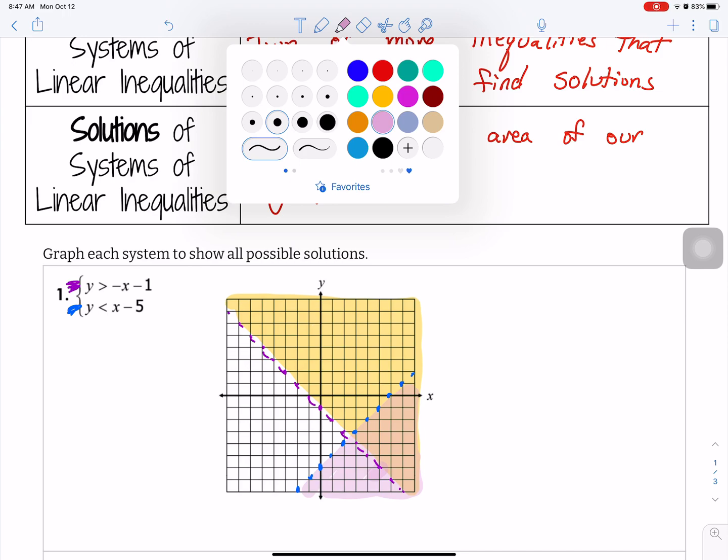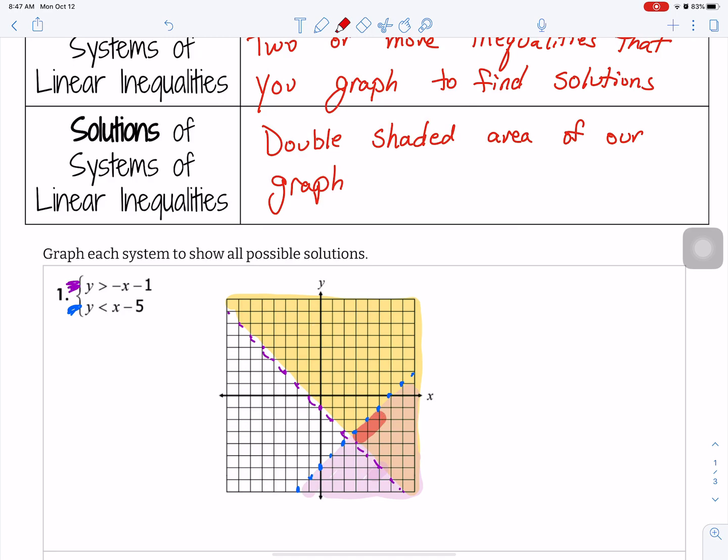So I'm going to take that area that's double shaded and I'm going to shade it with a different color because I want that to be brighter than all my other things. This is where both graphs shade. And so this is where my solutions are. Any point that I pick in that kind of reddish section is going to be a solution to both of my graphs. That's what makes this different than systems of equations where we only have the one. We have a ton of different possible solutions that we're working with.